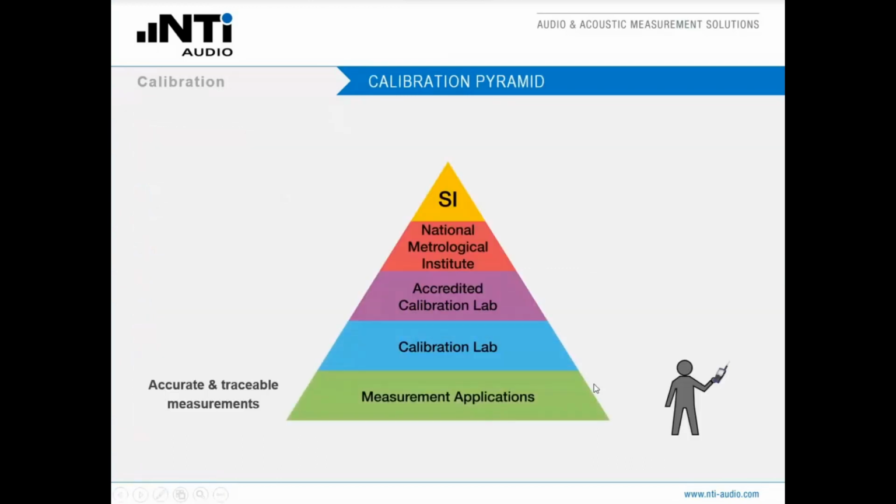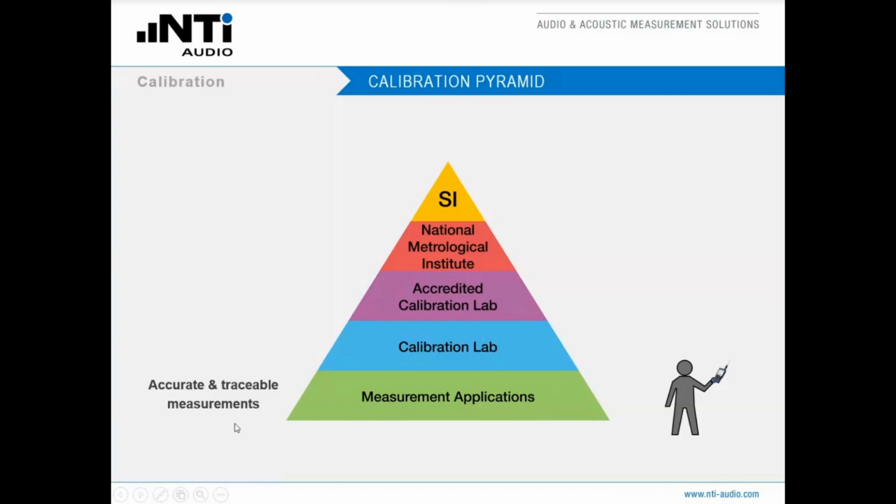So let us start with the so-called calibration pyramid that you see here on that slide. At the very bottom, this is the measurement application. This is actually you who are executing a measurement, and apparently you're very interested that this measurement is accurate and that the results are traceable. I will also explain what traceable means in a minute.